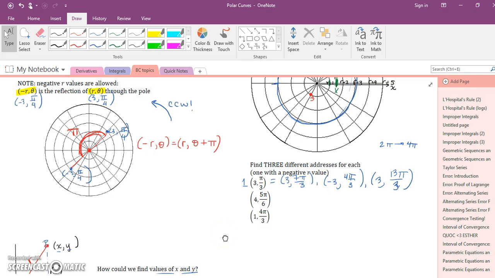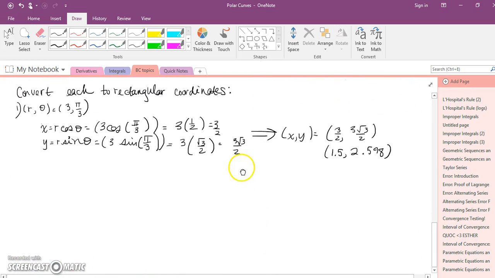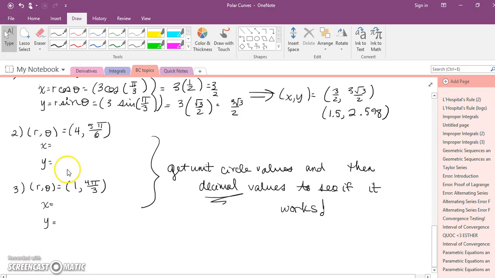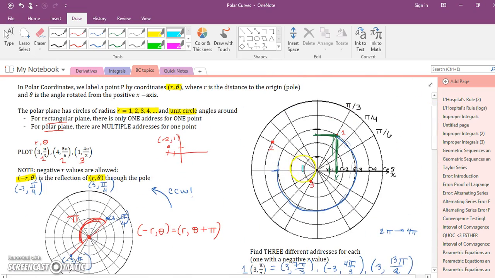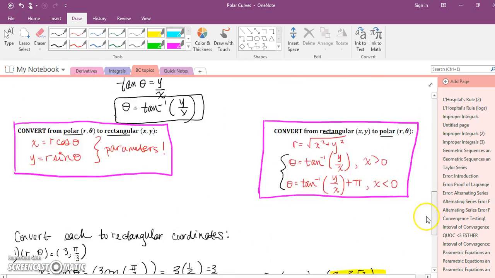So I want you to do these two right here: 4, 5 pi over 6, and 1, 4 pi over 3. For these two, when you convert them, I want you to get the unit circle values, just like we did right here. And then I also want you to get the decimal values, like I did here, because I want you to go to your graph and picture plotting it in rectangular coordinates and see if the values actually match up. That's the best way to see if you did it right.